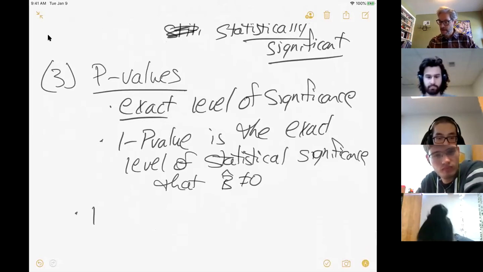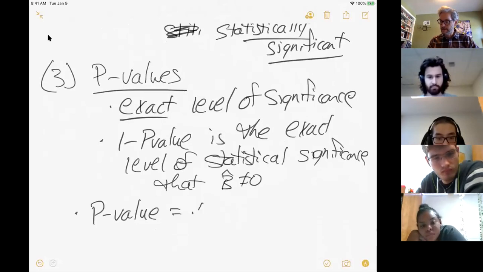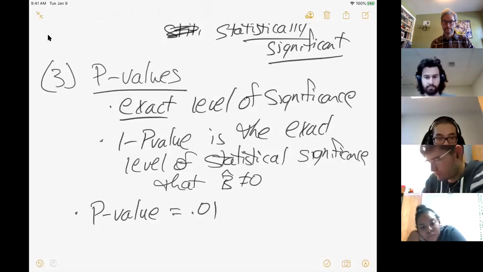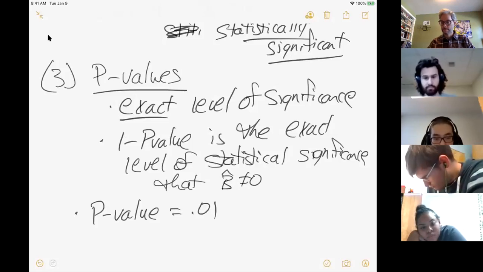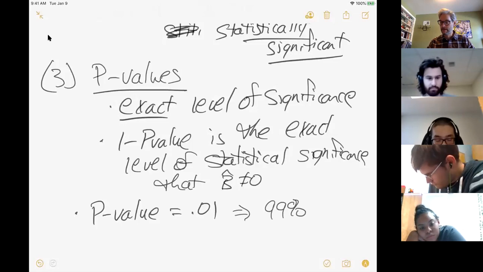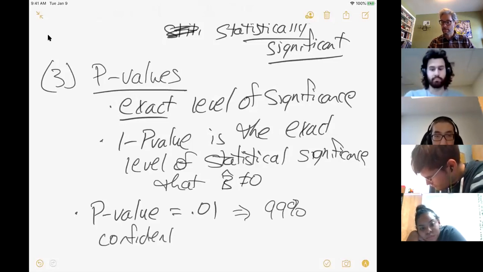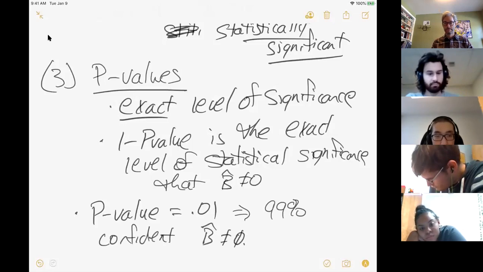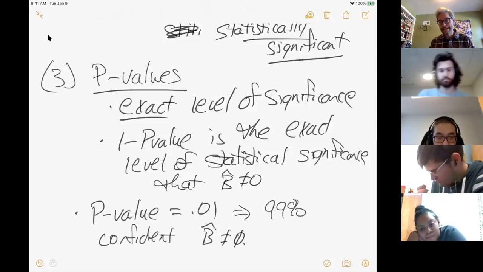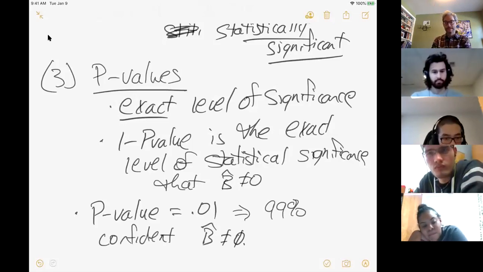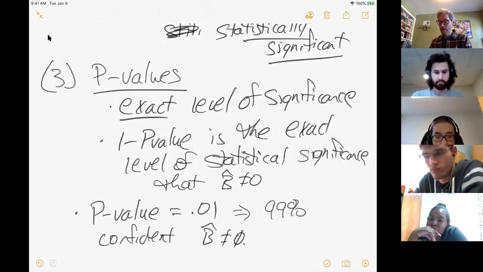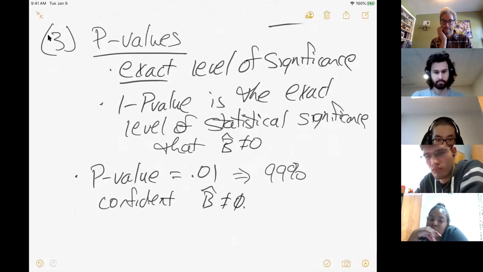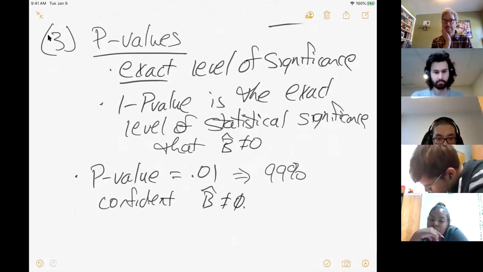So for instance, if the p-value is 0.01, what does that mean? A p-value of 0.01 means I can be 99% confident beta hat doesn't equal 0, right? So if the p-value is 0.01, I can be 99% confident that beta hat doesn't equal 0. So obviously a low p-value means more significance. Low p-values mean more significance.